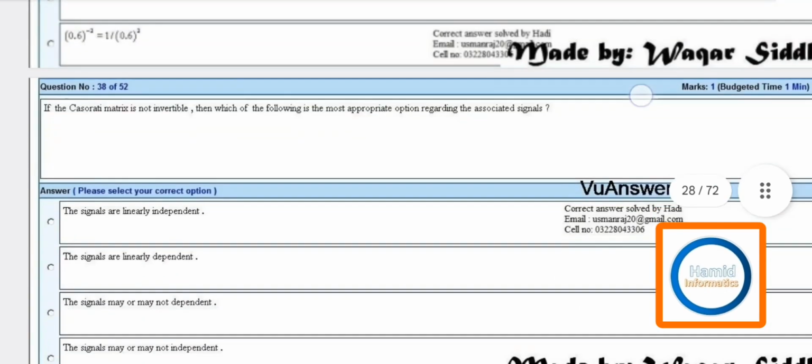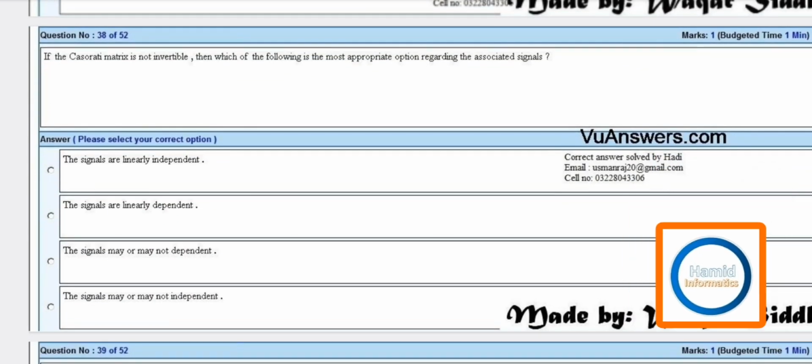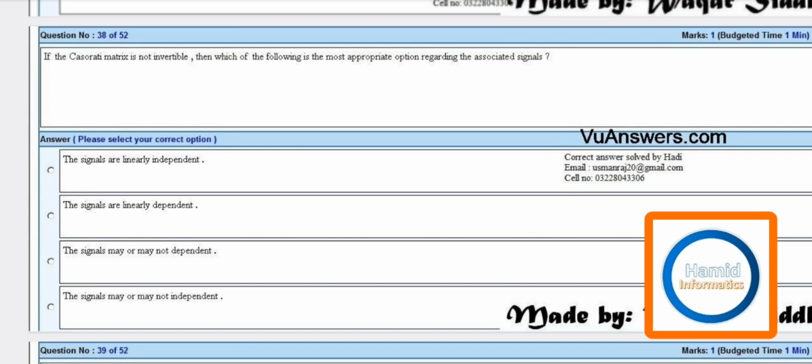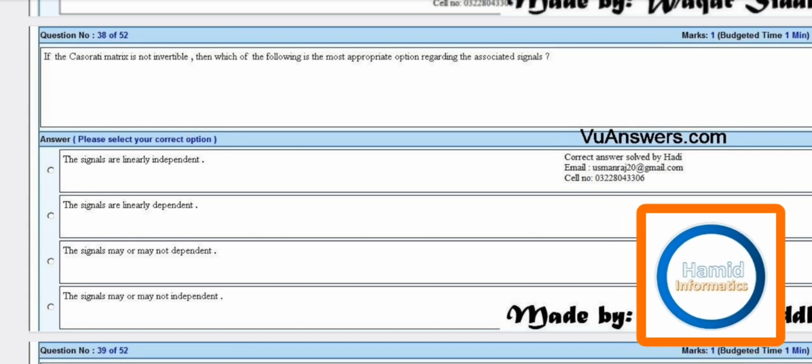Next question is: if the causality matrix is not invertible, then which of the following is the most appropriate option regarding the associated signals? And the answer is the signals are linearly independent.